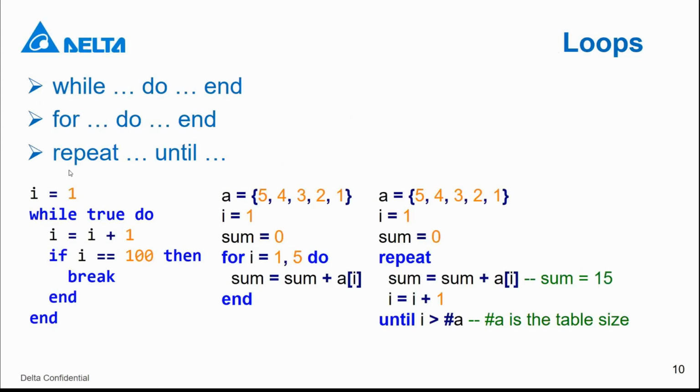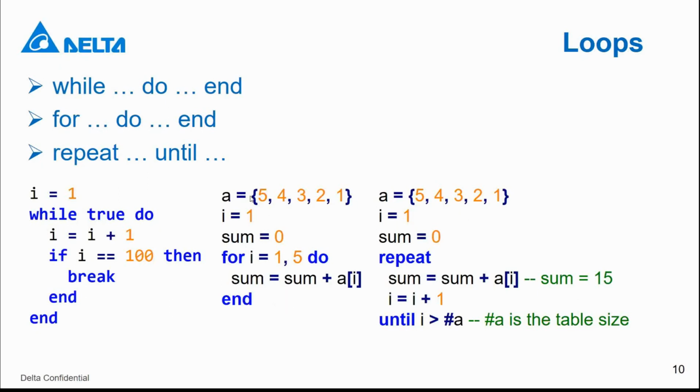So first is while do. In the while, we put true. The robot language also has a true keyword. It means always true here. So it will repeat this loop until I equals 100, then it will break. Break means it will jump out of this loop. So in the end, I will be 100 because it runs 100 times.